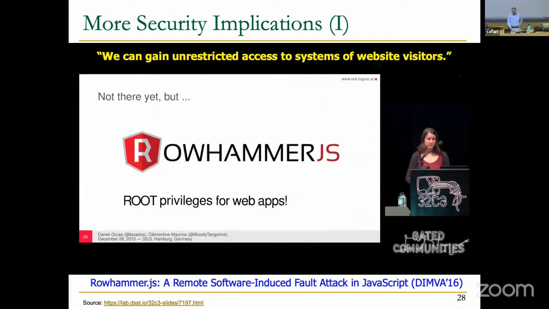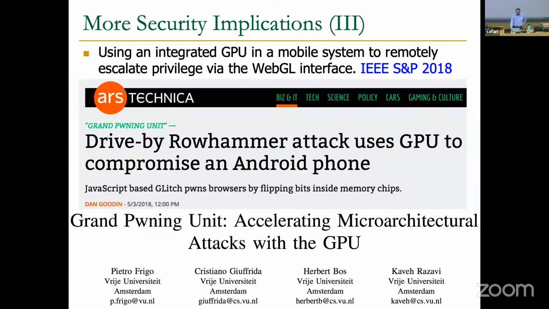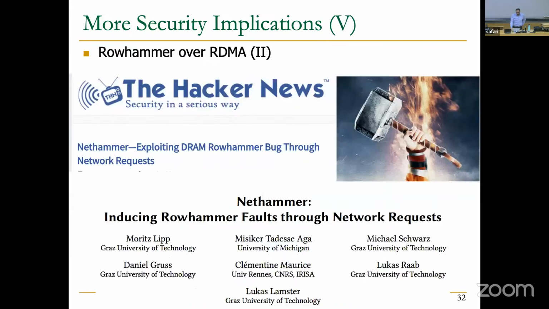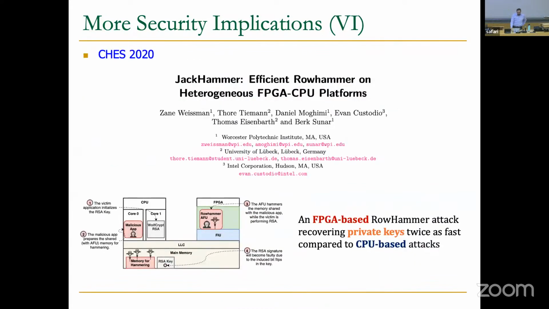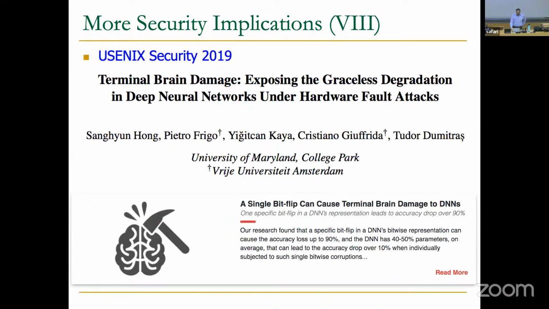For example, you can write JavaScript code to exploit this phenomenon. You can use this in mobile devices. You can use GPUs to efficiently mount your attacks. You can use network packets to attack some remote machines in different ways. And you can also use FPGAs to accelerate this attack. You can use this attack to take over a system or simply leak some critical information from a system as well. You can attack neural nets that are running on some systems.